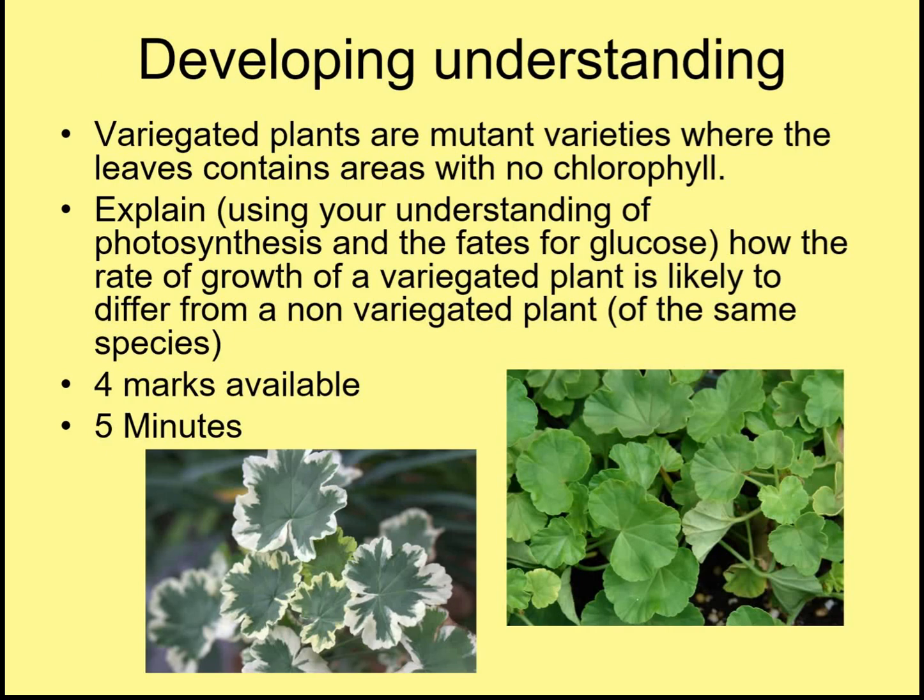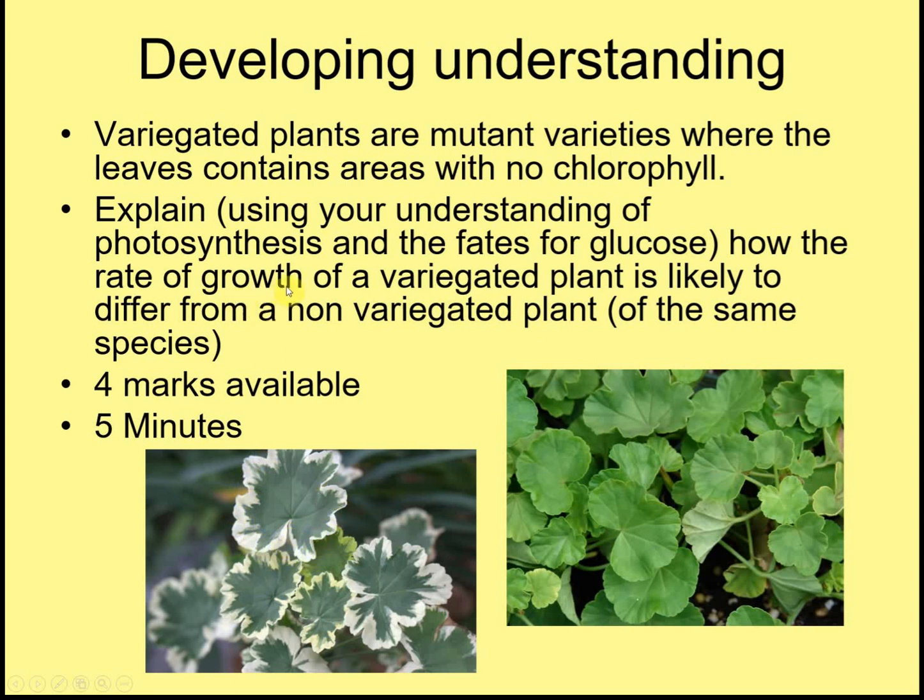Okay, last little thing, little plenary activity. Get yourself thinking. Variegated plants are mutant varieties of plants where they have areas of the leaf that have less chlorophyll in them. So you can see these pelargoniums, sometimes we call them geraniums. These are normal ones. These are the variegated ones. You can see much less chlorophyll. There's white areas where there's no chlorophyll at all.